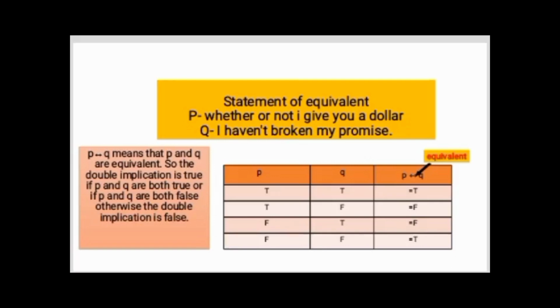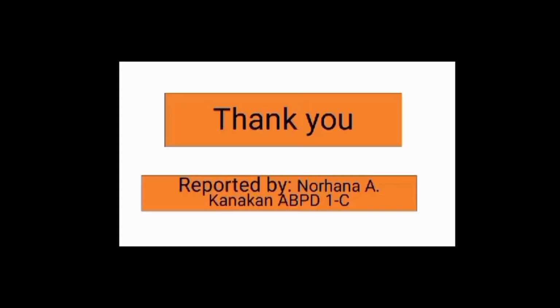It is the same on the third row, whether or not I will not give you $1, but the statement of Q is I haven't broken my promise. Whether you didn't break your promise, you didn't get or earn some $1. On the last statement, the statement P is false, I will not give you $1, and the second statement, I have broken my promise, which is the statement is true. You cannot earn $1 because you broke the promise. And that's all. Thank you.